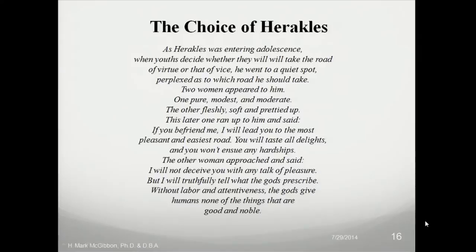Two women appeared to him, one pure, modest, and moderate, the other fleshy, soft, and prettied up. The latter one ran up to him and said, "If you befriend me, I will lead you to the most pleasant and easiest road. You will taste all delights, and you won't endure any hardships." The other woman approached and said, "I will not deceive you with any talk of pleasure, but I will truthfully tell you what the gods prescribe. Without labor and attentiveness, the gods give humans none of these that are good and noble."